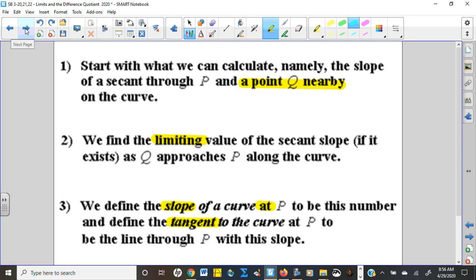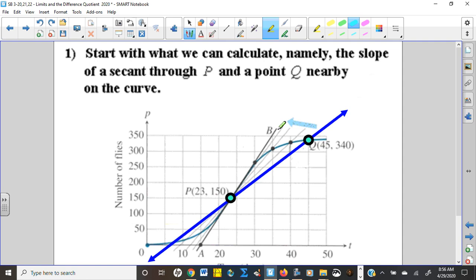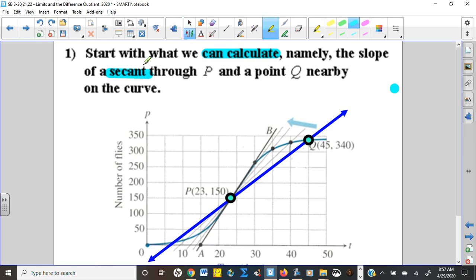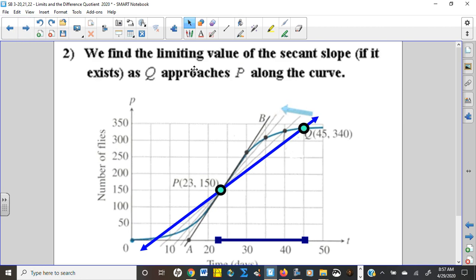So here we go. Step one. Start with what you can calculate. What can I find? Well, I can find slope anytime I have 2 points. And so that's why we start with a secant line, okay? Any point really works, but why would I pick a point like way out here, right? Might as well pick a point that's somewhat near to begin with. That's step one, pretty simple. Find a slope you know you can find. Step two, we find the limiting value of the secant slope if it exists.